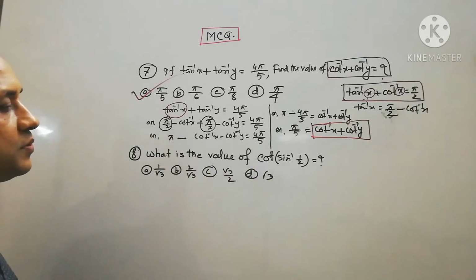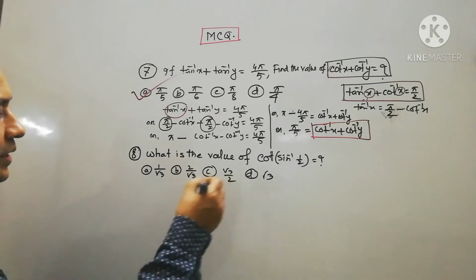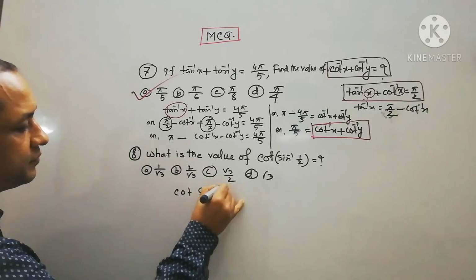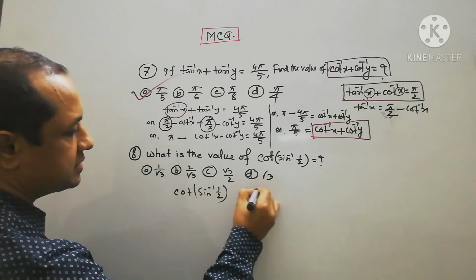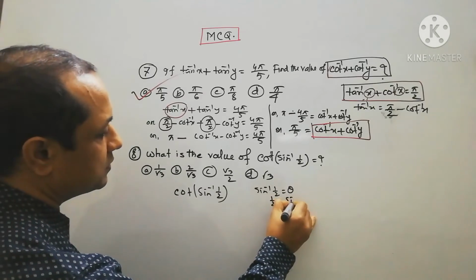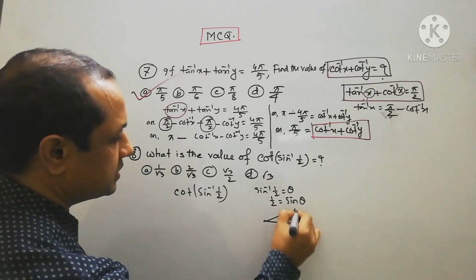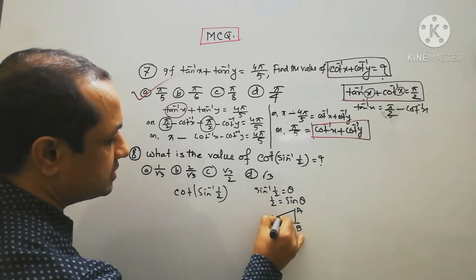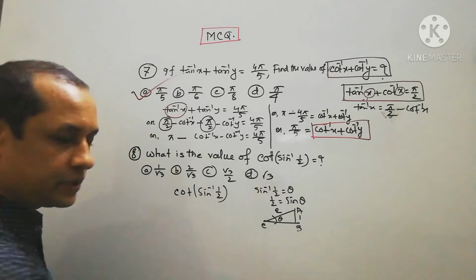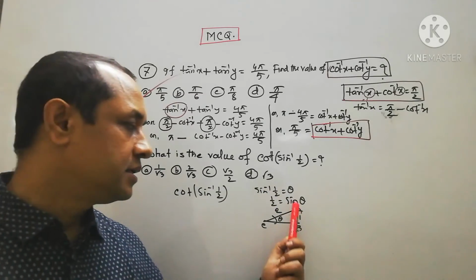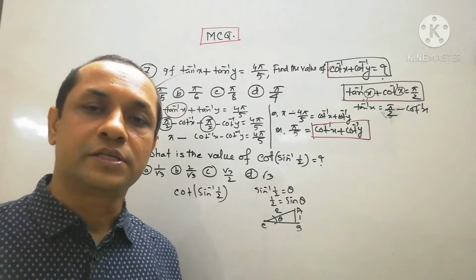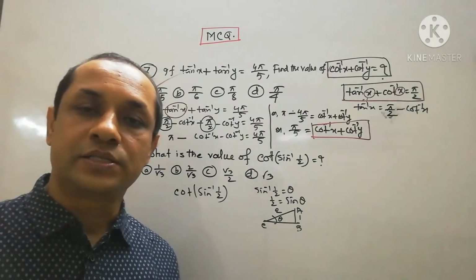Question number 8. What is the value of cot of sine inverse half? Let sine inverse half equal theta, so half equals sine theta. Let ABC be a right angle triangle. We know sine theta equals perpendicular by hypotenuse, where perpendicular is 1 and hypotenuse is 2. Then find the length of base BC.